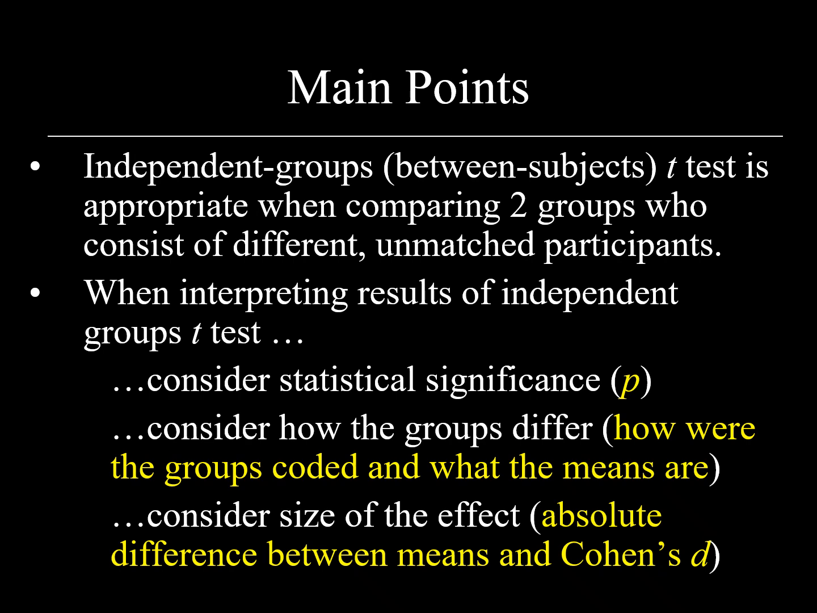So the main points: the independent groups or between subjects t-test is appropriate when comparing two groups that consist of different unmatched participants, hopefully randomly assigned, but not always. When interpreting the results of an independent t-test, we need to consider: is it statistically significant, how the groups differ, so how they were coded and what the means are, and the effect size, the absolute difference between means and Cohen's d. So hopefully this gives you an overview of the between subjects t-test, otherwise known as the independent groups t-test. We'll also talk about the other types of t-tests in other lectures.